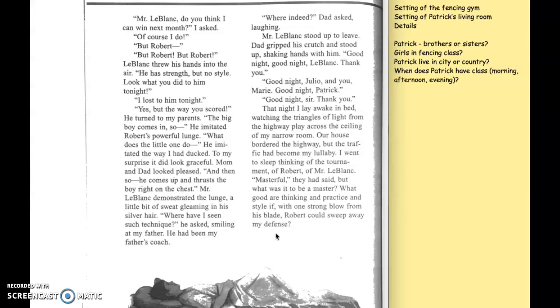Mr. LeBlanc stood up to leave. Dad gripped his crutch and stood up, shaking hands with him. Good night, LeBlanc. Thank you. Good night, Julio, and you, Marie. Good night, Patrick. Good night, sir.